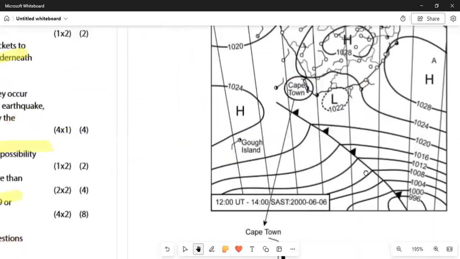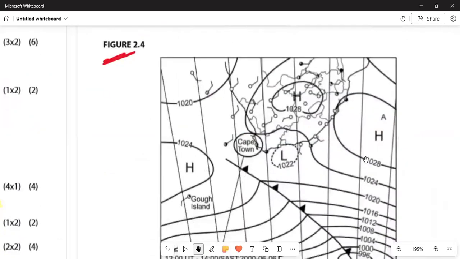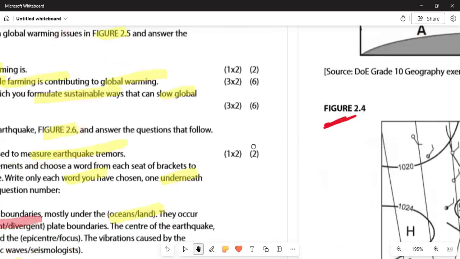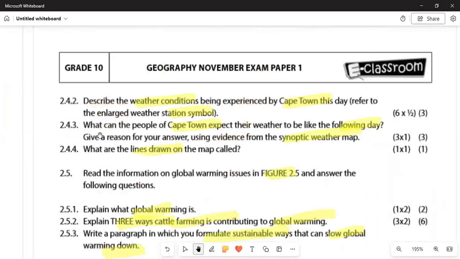So how are we going to do that? We are going to cell A. We can see that A here is the high pressure cell because of what? There are high temperatures here. That is what we need to understand. There is high temperature.